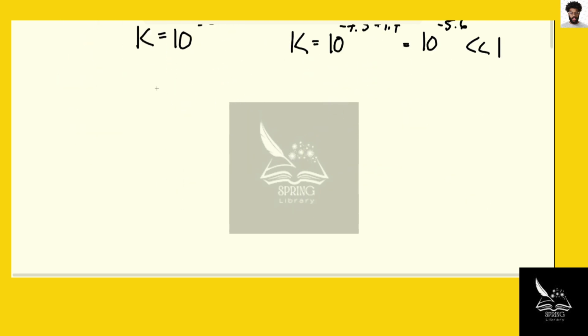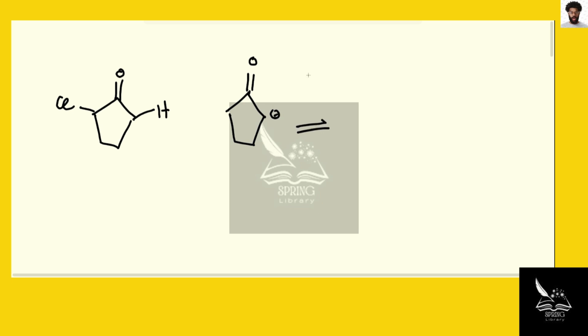Okay, now let's move on to the second part of the question. So now we don't have values given for pKa, but we do have some clues as to the relative pKa's. We don't know yet which way this favors.